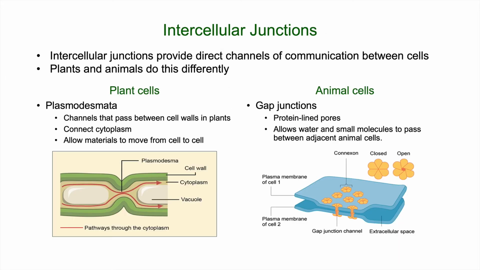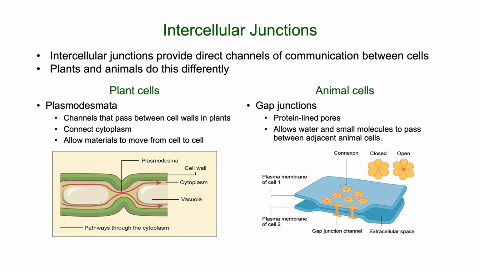If we really want to build tissues in animal cells, though, we're going to build junctions. There are 3 different junctions that occur in animal cells: a tight junction, desmosomes or anchoring junctions, and gap junctions. We're going to start with the gap junction because it very closely resembles a similar structure in plant cells.